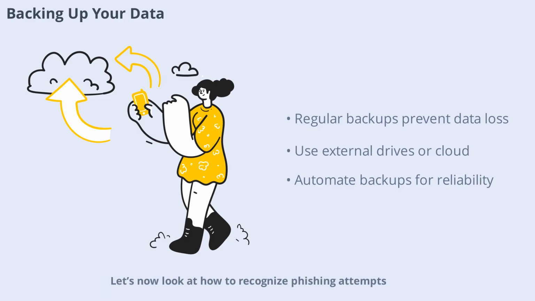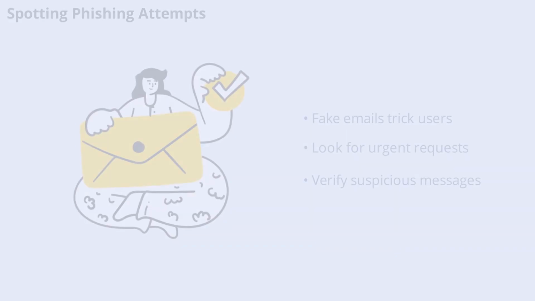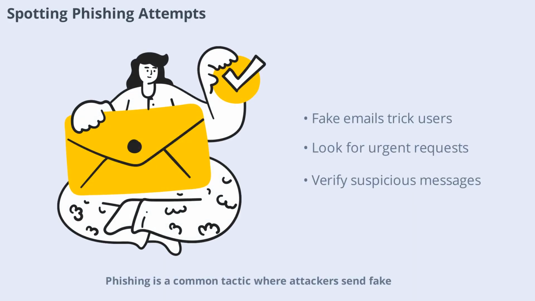Let's now look at how to recognize phishing attempts. Phishing is a common tactic where attackers send fake emails or messages to trick you into revealing personal information. These messages often look legitimate, using familiar logos and language. Be wary of urgent requests, misspelled addresses, or suspicious attachments. If in doubt, contact the sender directly through a trusted method. Recognizing phishing attempts is key to protecting your accounts and data.